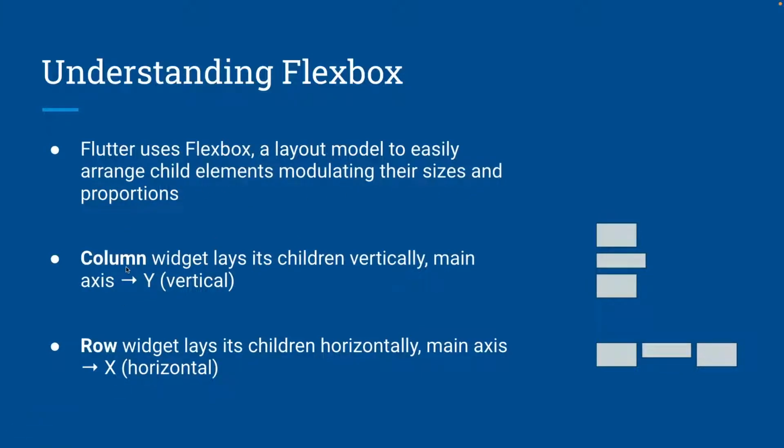And the widgets we're going to see are Column and Row, which allow you to lay out their children vertically and horizontally, respectively. For Column, the main axis is the y-axis, the vertical one, as you can see here on the right. And Row is basically the same, just the main axis changes and it's now the horizontal one.